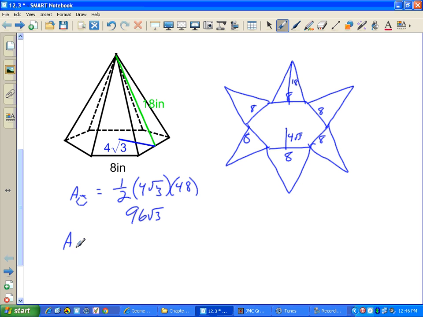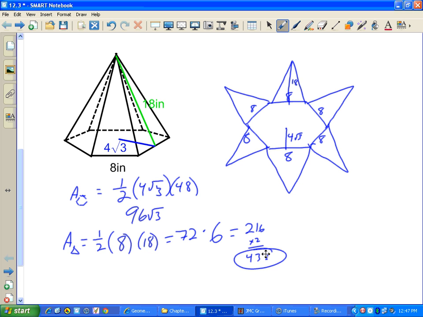And then the area of one triangle would be 1/2 the base, which is a side, times the height, which would be 18, which equals 72. And then I've got 6 of these. So that would be 432. So that's the triangles. Then I have to add in this.